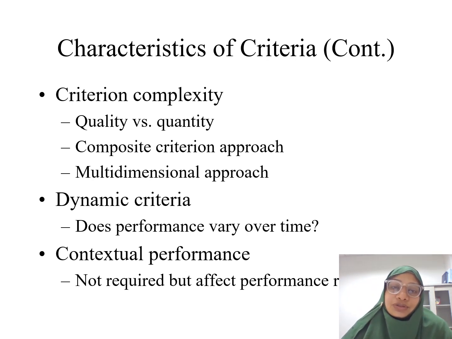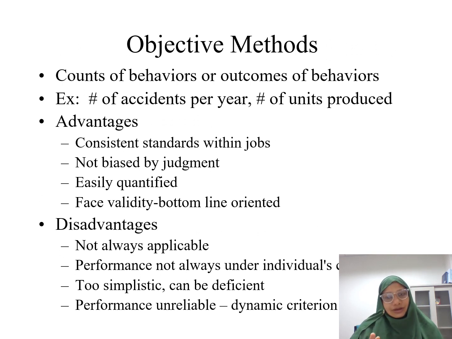Composite criterion approach: the actual criteria that we want to measure is our performance. And then next is the multidimensional approach. We use the approach to measure all the performance. And then we move to dynamic criteria, that is, performance varies over time. This is dynamic criteria, where we measure everything overall: the performance, the behavior, the attitude, the communication skills. And then we also look at contextual performance, that is, we measure the right question with the right criteria.